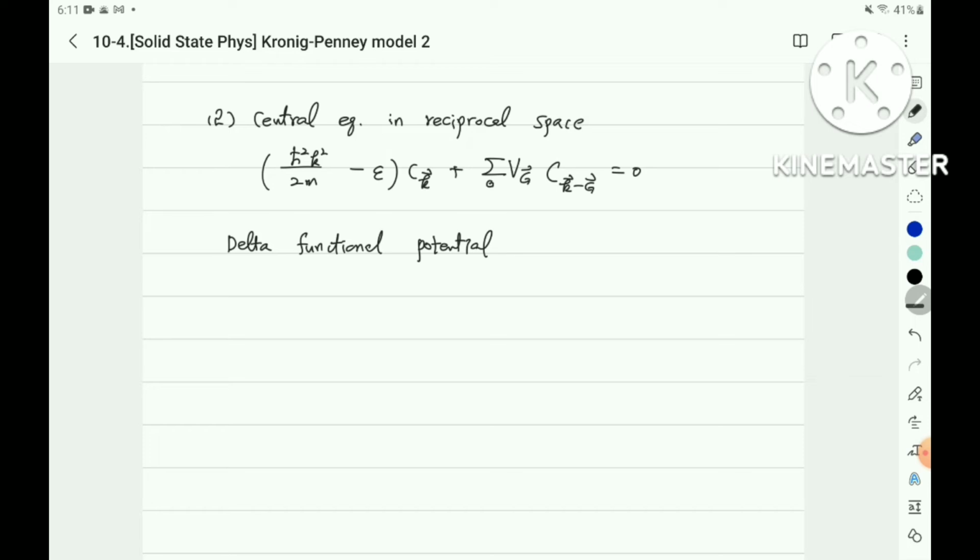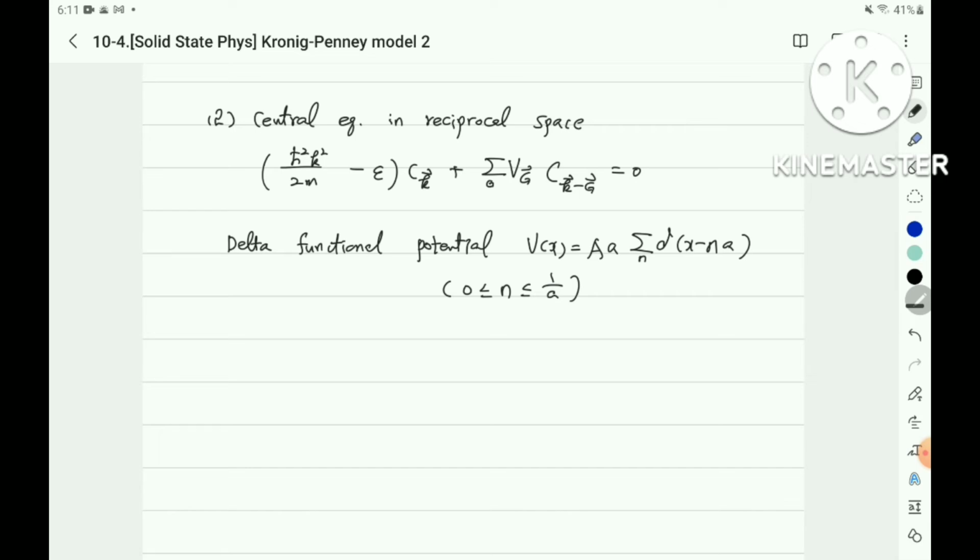The potential is of amplitude A, A times the summation over n of delta(x − na). It is a delta functional periodic potential. Here n is an integer between 0 and 1/a, because it is reciprocal space.